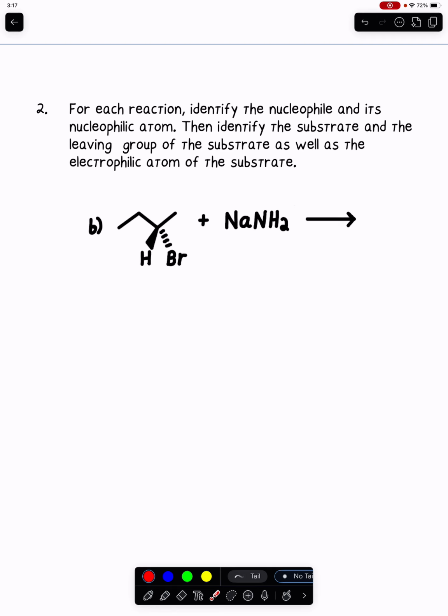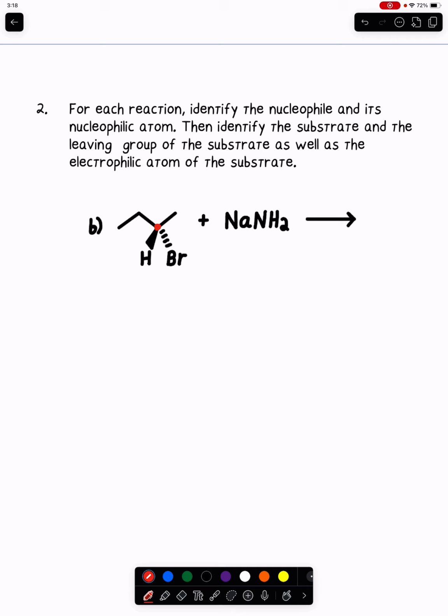Let's start by identifying the leaving group. Between these two species, there's really only one good leaving group, and that's this bromine atom here. The leaving group is always on the substrate, which means this species here on the left is the substrate. The leaving group of that substrate is the bromine. And the leaving group is always bonded to the electrophilic carbon atom, which means that this carbon here, which I'm about to dot in red, is the electrophilic carbon atom of the substrate. That is the carbon atom that gets attacked by the nucleophile.